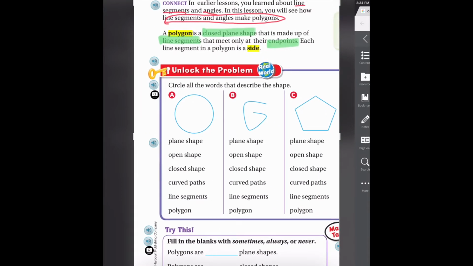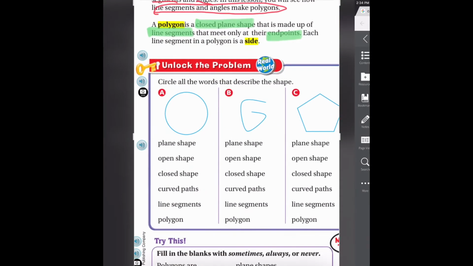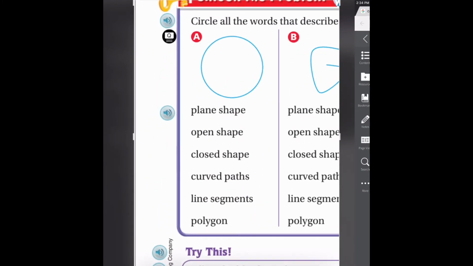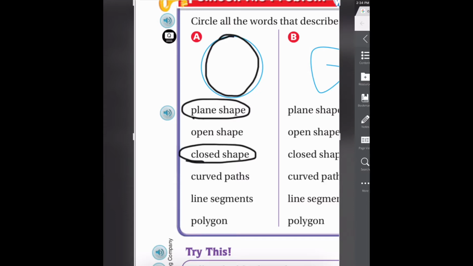All right. Let's get started. Unlock the problem. It says circle all the words that describe each shape. So if we look at this first one, A, is it a plane shape? Yes, it's a two-dimensional shape drawn on a piece of paper. Is it an open shape? No, there are no openings. So that means it's a closed shape. It's either open or closed. It's one of the two. It can't be both, and it can't be neither. So it's a closed shape. Does it have curved paths? Well, of course it does. That whole thing is a curved path. It's a circle. So yes, it has curved paths.